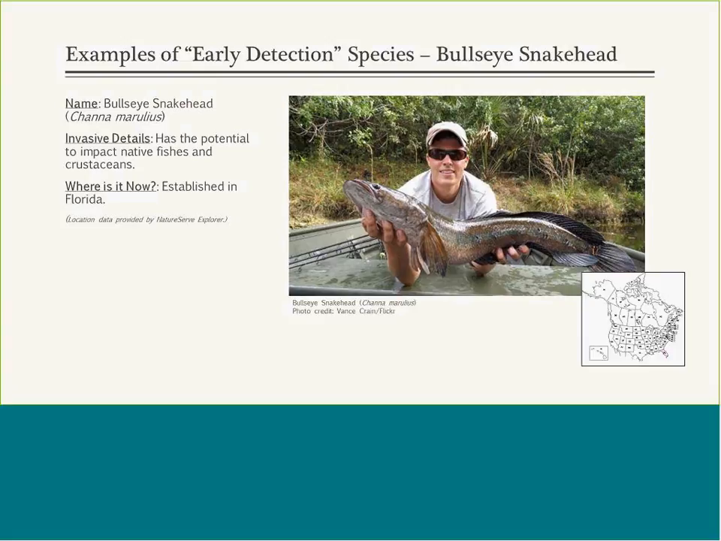We have another type of snakehead that is in Pennsylvania currently called the northern snakehead. There's actually a few different species of snakehead, but they are all really bad, and any type of snakehead, you want to report it if you find it. But so far, this one in particular, the bullseye, has not been found in Pennsylvania.